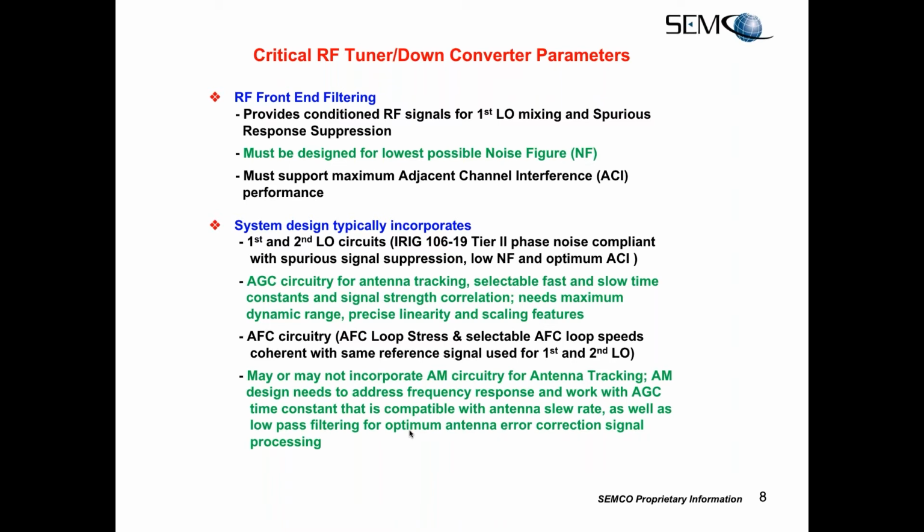Again, the front end may or may not incorporate AM circuitry for antenna tracking. Some receivers use the demodulator for their AM demodulation. That is not always optimum for an antenna. Antennas really like analog AM. You don't have to deal with reconstructed signals. You don't have to deal with latency issues associated with digital processing. So you might want to consider a receiver that has a dedicated analog AM detector that provides an analog output to the antenna and is strictly for antenna tracking. It then gives you the optimum frequency response and low pass filtering that you need for accurate antenna error correction signal processing.